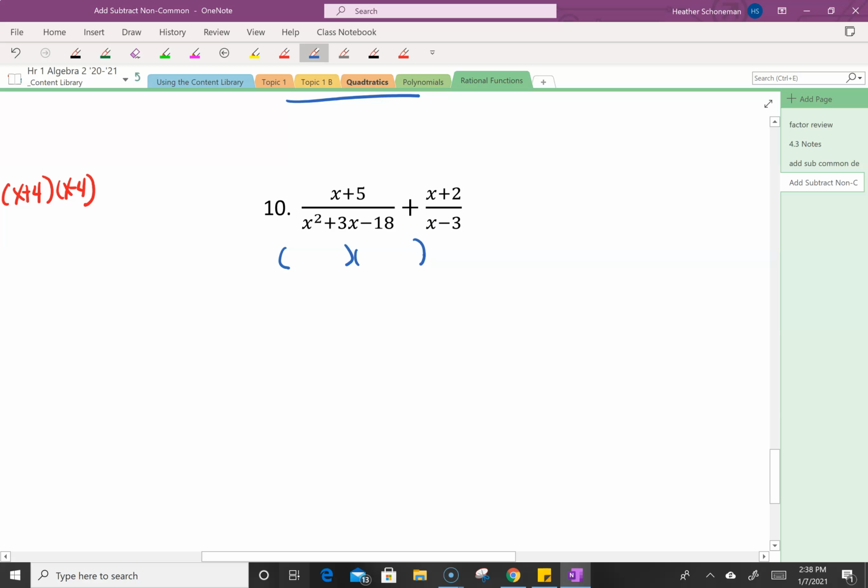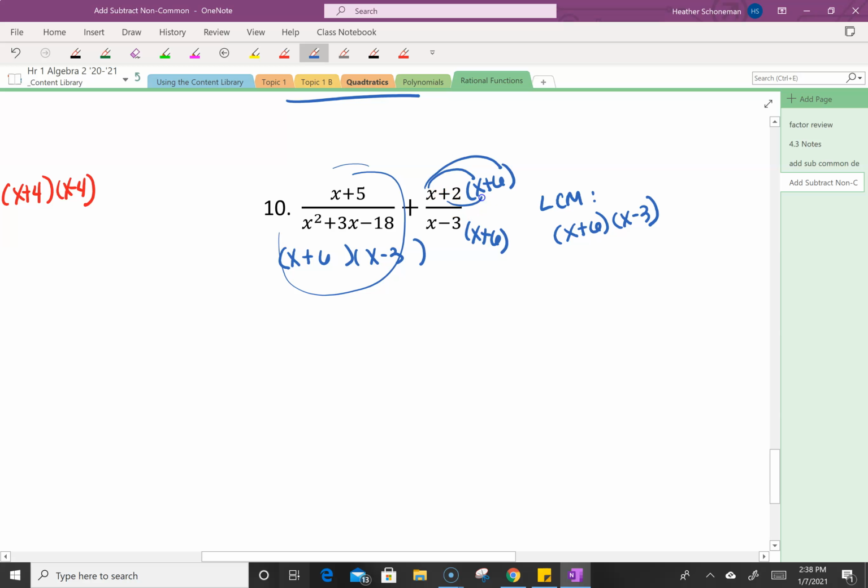On the last one, our least common multiple, well, I got to factor this first. What multiplies to negative 18 and adds to 3? Well, 6 and negative 3. So my least common multiple is going to be x plus 6 times x minus 3. So I have to multiply the second fraction times x plus 6 because that's what's missing. Now over here, there's nothing I need to change on the left. But on the right, when I multiply this, I'm going to have x times x, which is x squared, and then 6x, and then 2x, and then 12. So there's a little bit to keep track of.